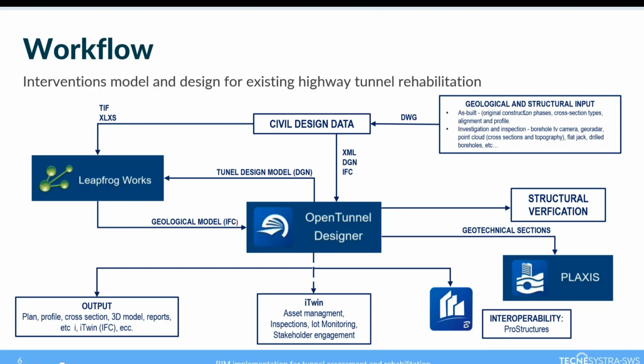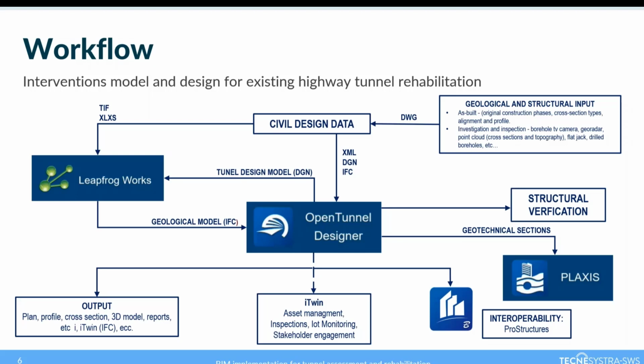Our project starts with the analysis of the input data that is coming from the as-built and the inspection and investigation. This data normally comes in a PDF. So the first thing that we need to do is to insert all this data in an editable file, in a way that it can be imported into the modeling software. So you can draft the 3D models and give support to the design of interventions. All the alignments and road corridors are created with software outside the Bentley solution.